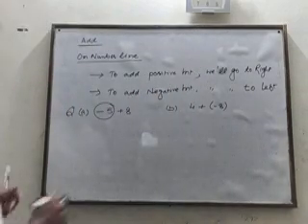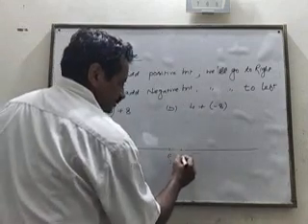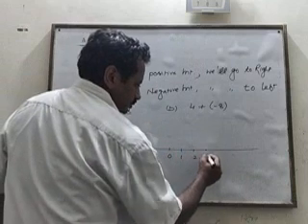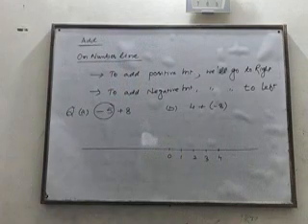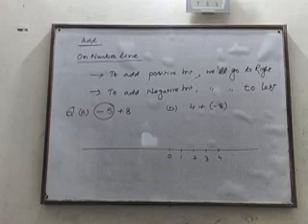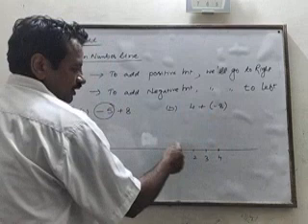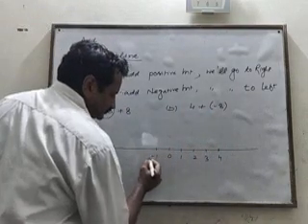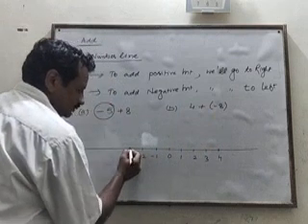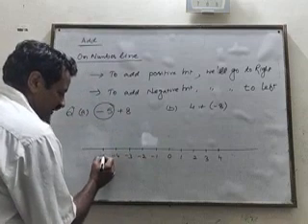Adding a negative number. Here it is 0, 1, 2, 3, 4. That will be my starting point, 4. And I will go to the left 8 steps: 1, 2, 3, 4, 5, 6, 7, 8. So I will take minus 1 here, minus 2 here, minus 3 here, minus 4, minus 5.